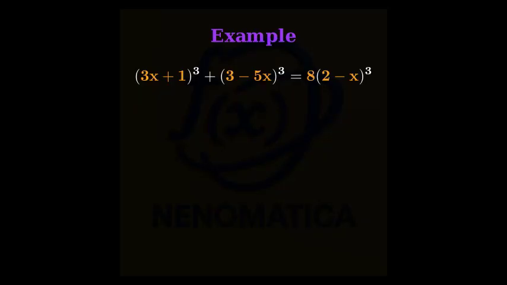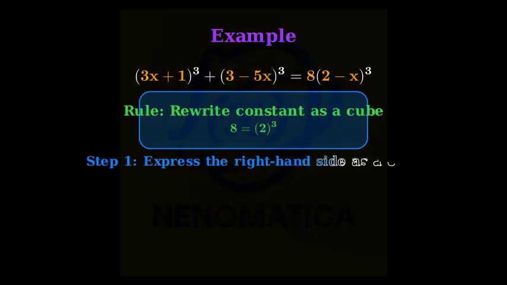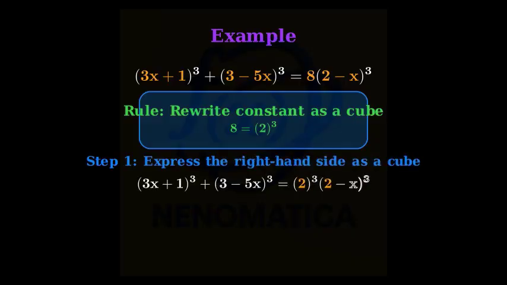Step 1. Rewrite the constant 8 as 2 cubed. Now show the step title. Then we rewrite the right-hand side as 2 cubed times (2 minus x) cubed, which is the same as the cube of 2 times (2 minus x).